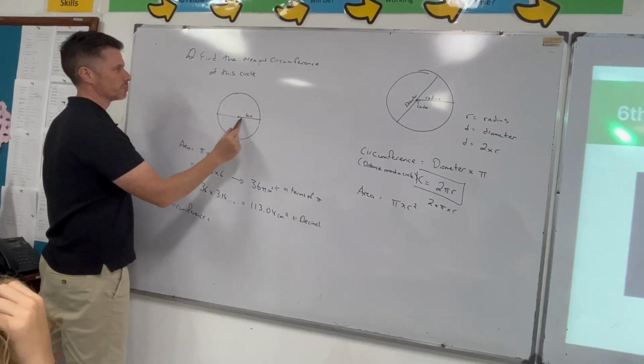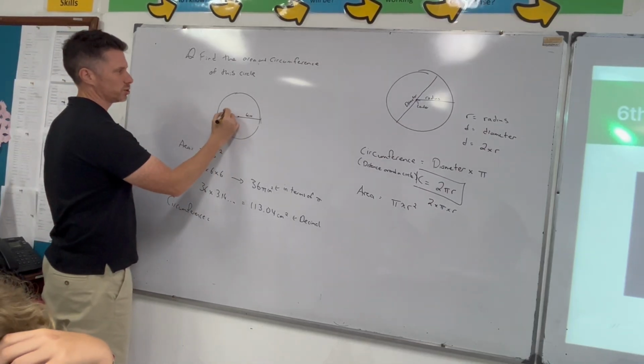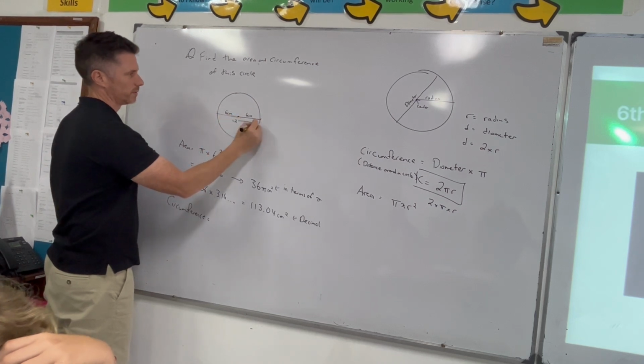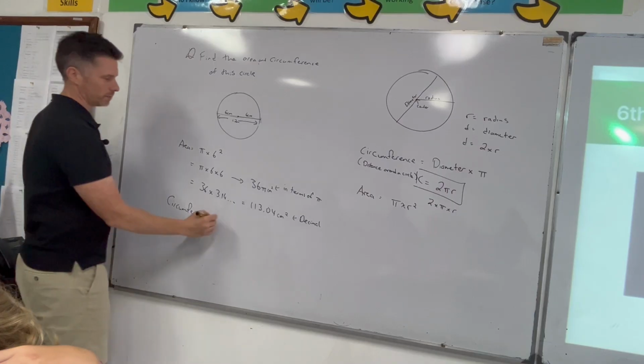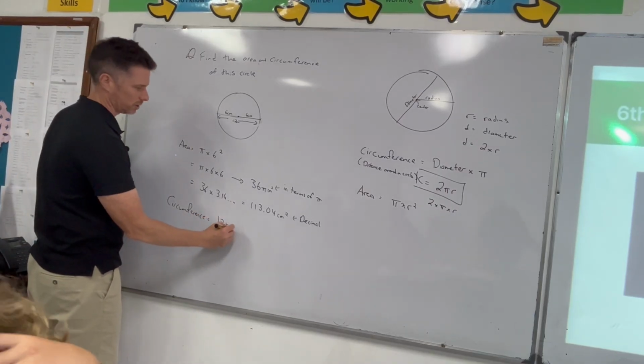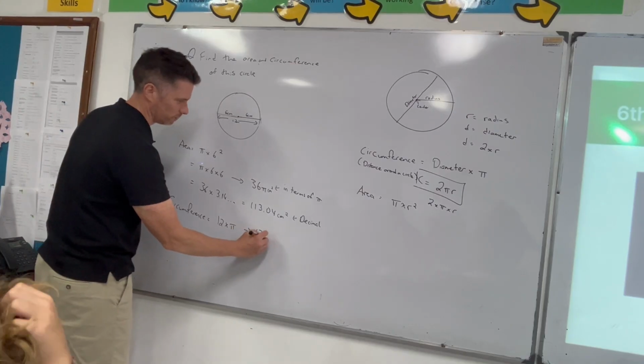Yeah, I heard it whispered, Zoe. So that's that total length, which is 2 6s, which is 12. So it's 12 centimeters across. So 12 times pi should give me my circumference, which in terms of pi is very easy. I just write 12 pi.